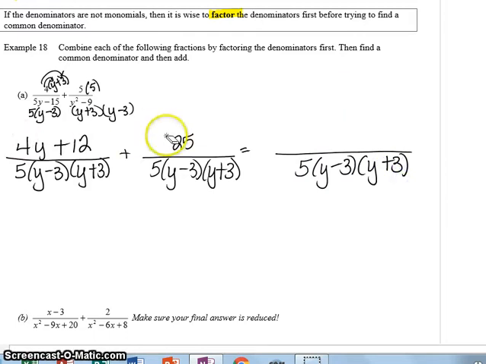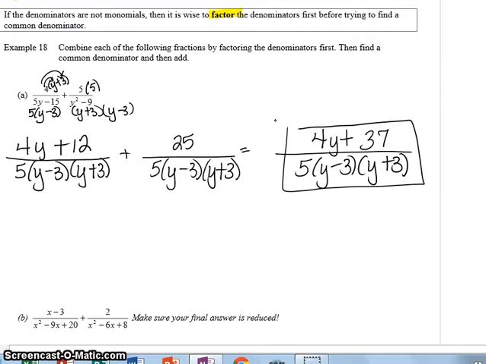And now combine like terms. So I have 4y plus 12 plus 25. That's going to be 4y plus 37. I'm sorry. Not 37. Did I forget something there? I did. Nope, 37. Okay? There's no reason to GCF this. It doesn't GCF because that's prime. So leave that ugly thing as your answer.